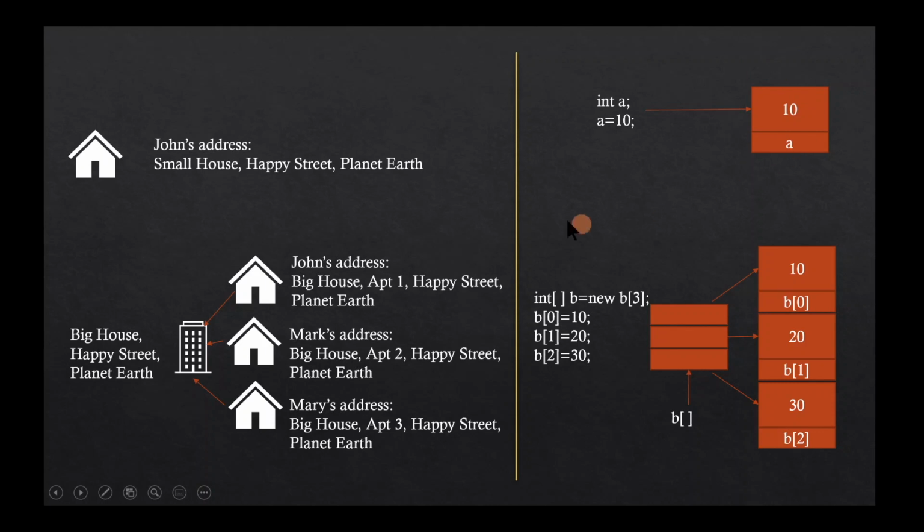All happy, single. Now when we talk about a big apartment where there are a lot of houses in there, you cannot have a variable for each and every house, right? So what we do here is John and two of his friends are now living in this apartment. So John's address, Mark's address, and Mary's address are common in a way because they all live in this big house, Happy Street, Planet Earth, right? But within this apartment, to get to John's apartment, you need an identifier. So the identifier for John's apartment is apartment 1, same for Mark is apartment 2, and same for Mary's is apartment 3.